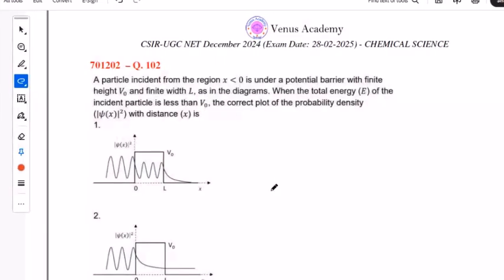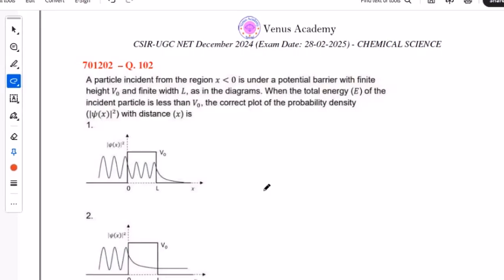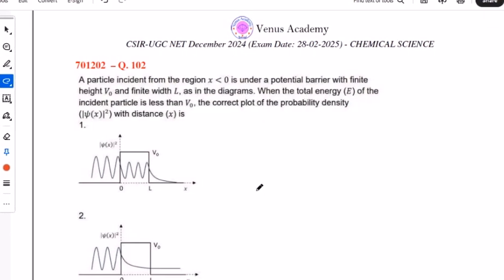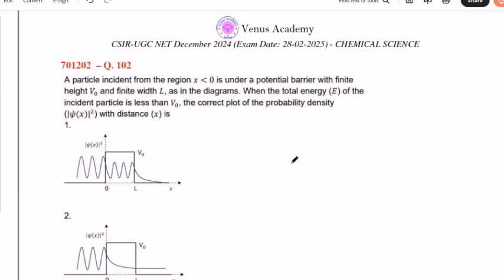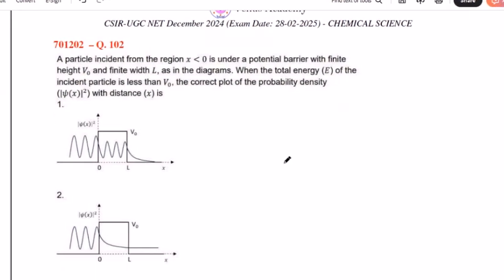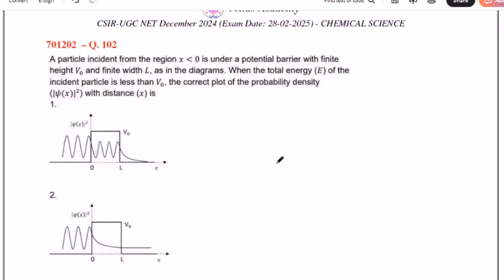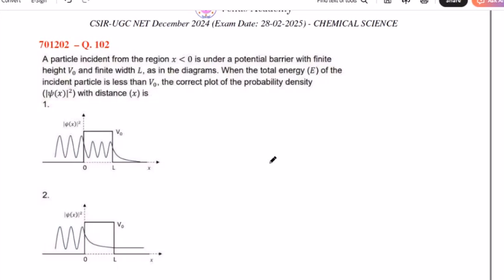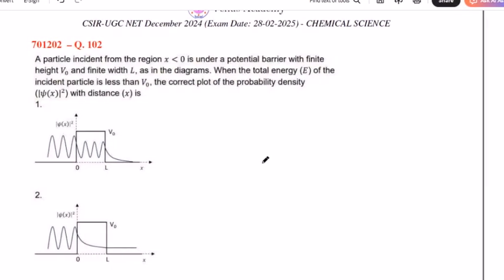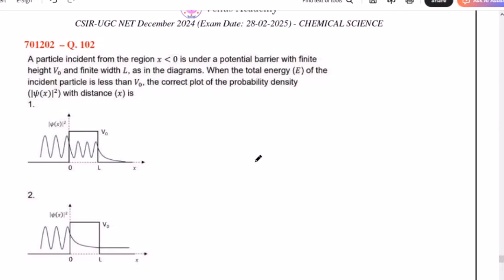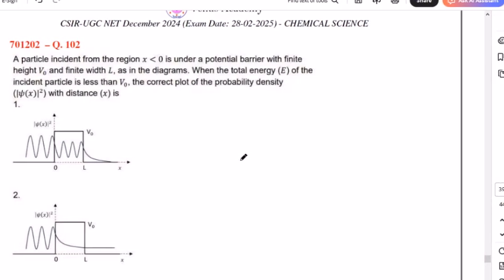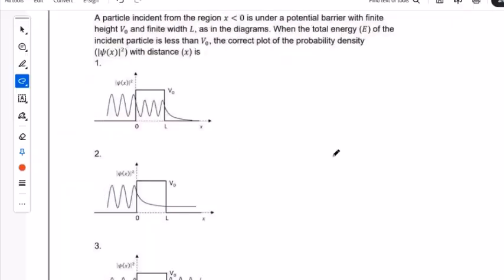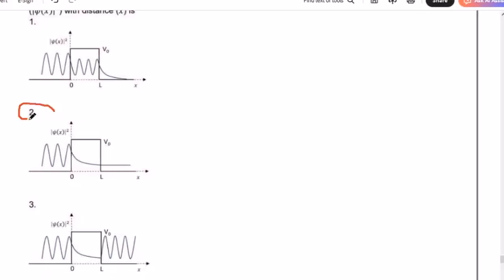Next, question number 102. A particle incident from the region x less than 0 is under a potential barrier with finite height V0 and finite width L. As in the diagrams, when the total energy E of the incident particle is less than V0, the correct plot of the probability density with distance x is option 2. Option 2 is the correct option, friends.